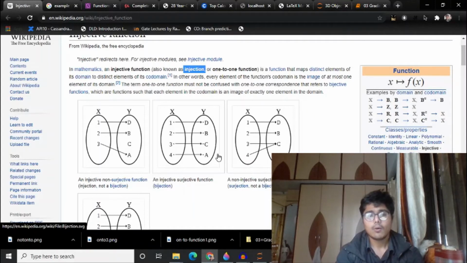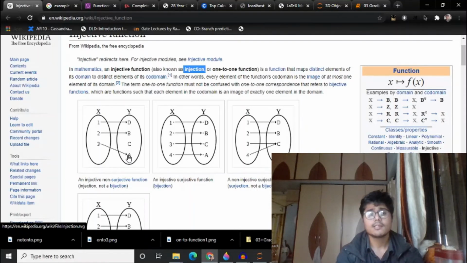So now come to this example. You can see that this C guy doesn't have a partner in this domain. So C is not an image of any element in the domain. So this is not a surjective function, but this is an injective function, because different elements are going to map to different elements in a codomain.